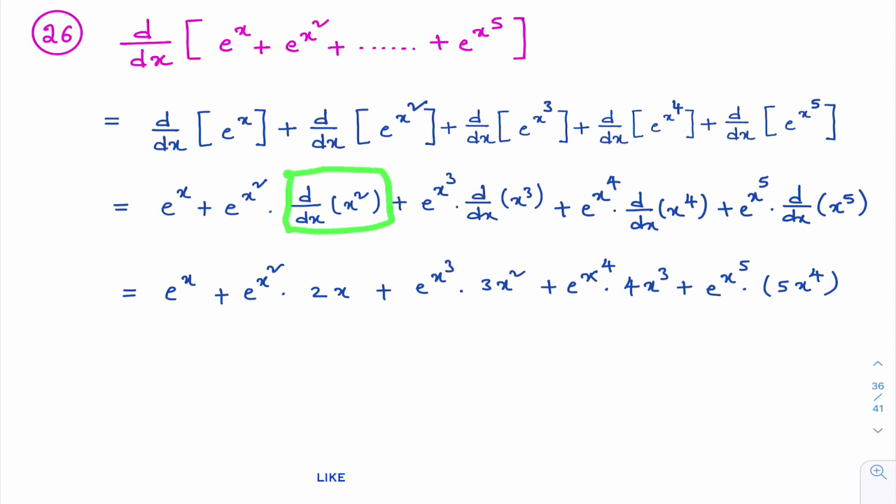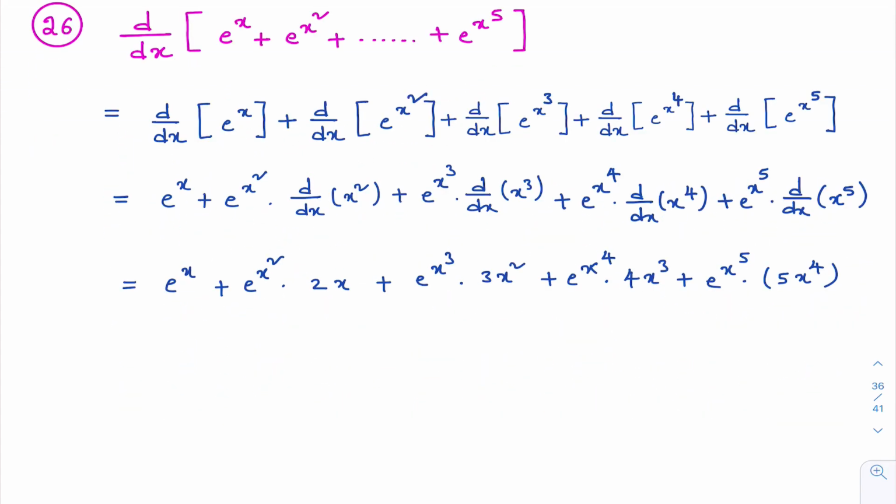Derivative of x square. We know the derivative of x power n formula. Derivative of x power n is n into x power n minus 1. So derivative of x square is what? 2 into x power 2 minus 1. So derivative of x square is 2x. I hope you are understanding.